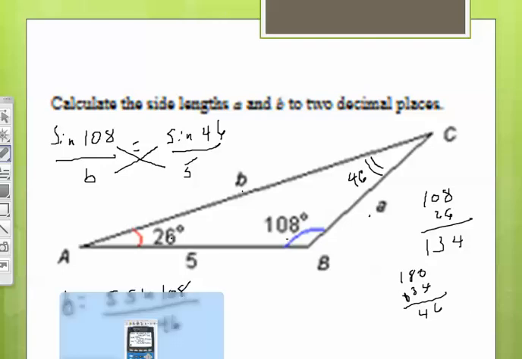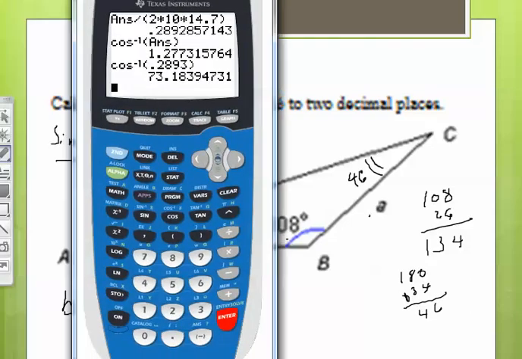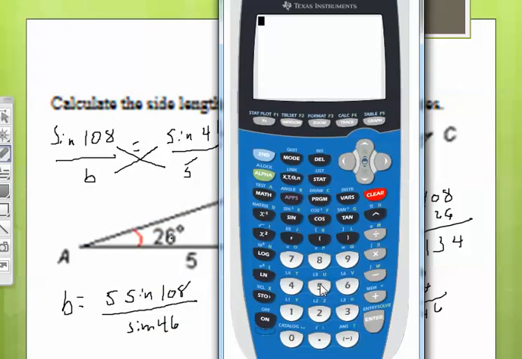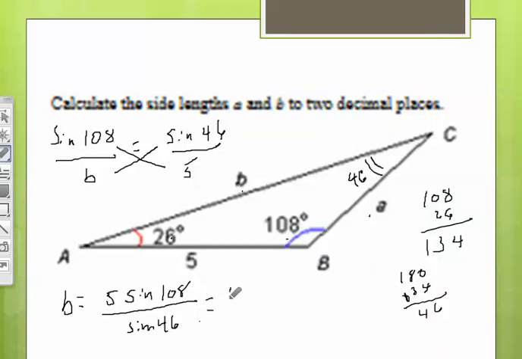I'm going to bring up my calculator here, and I'm just going to do that real quickly. Okay, I'm going to clear it all out. I'm going to say 5 times the sine of 108, parenthesis, divided by sine of 46 degrees, and I will get an answer of 6.61. That's what side B is going to be, 6.61.